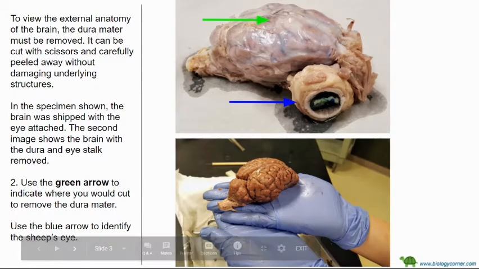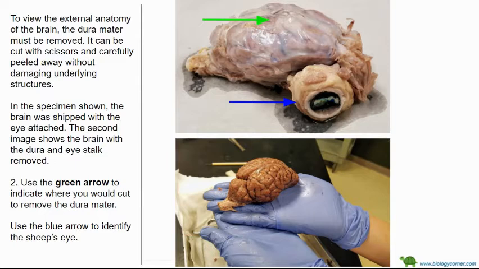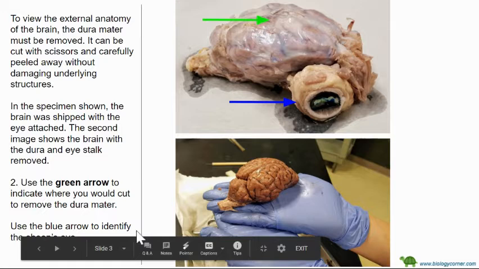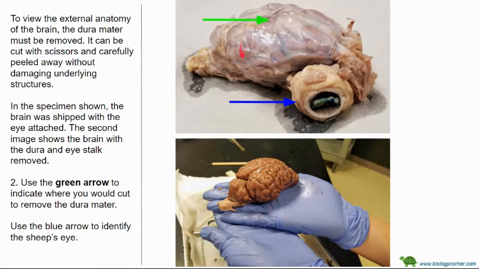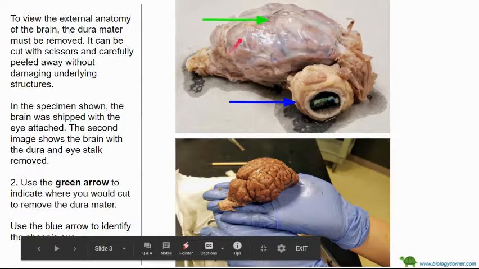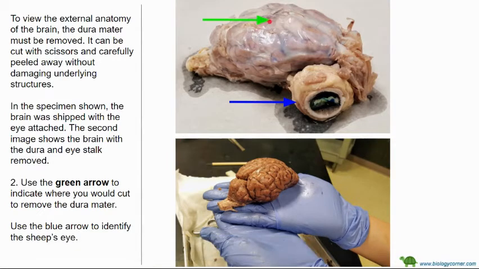And then the brain may come different ways. Some companies will send the brain, like you see in the top picture, shipped with the eye attached and the eye stalk, and the dura mater, which is the shiny membrane that's covering the brain. All right, so you're going to use the green arrow, which you'll find at the bottom, and move it to where we would start cutting the dura mater if we were in class.